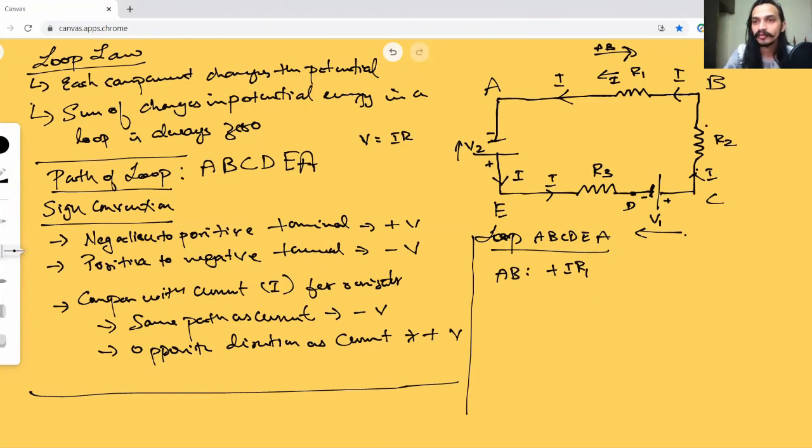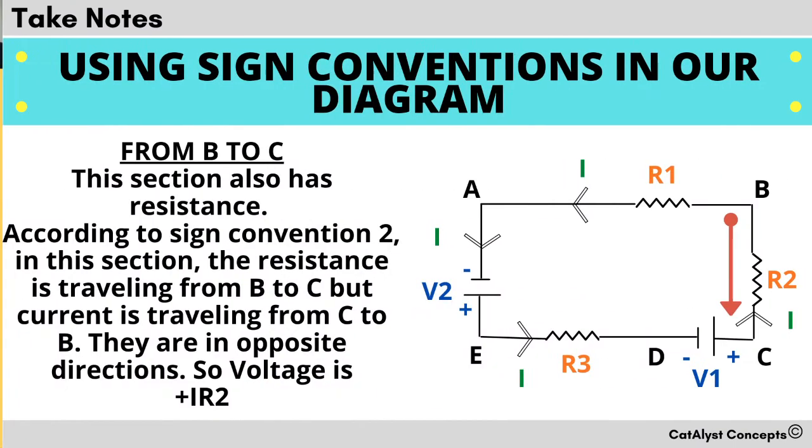Now, I'm going from B to C. In B to C, my direction is this way, moving downwards, but the current direction is from C to B, in the opposite direction, like this arrow is showing you. Which means we are again in opposite directions, so my voltage is positive here. From B to C, I'll say plus again, I into R2, which is the second resistance.